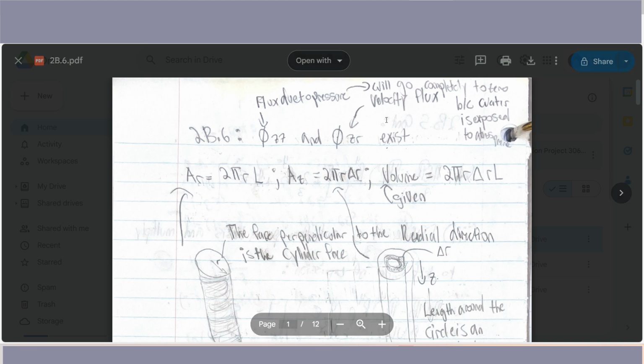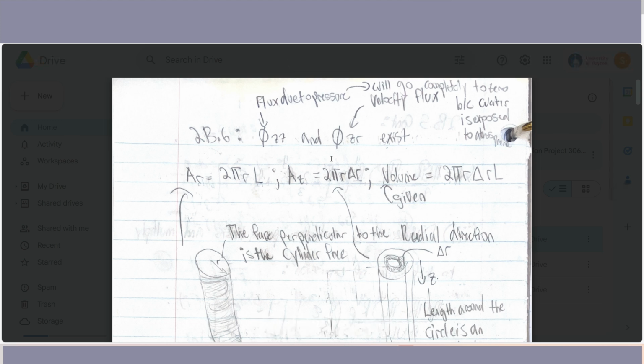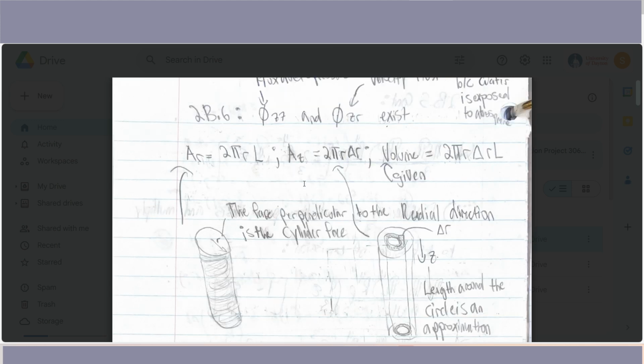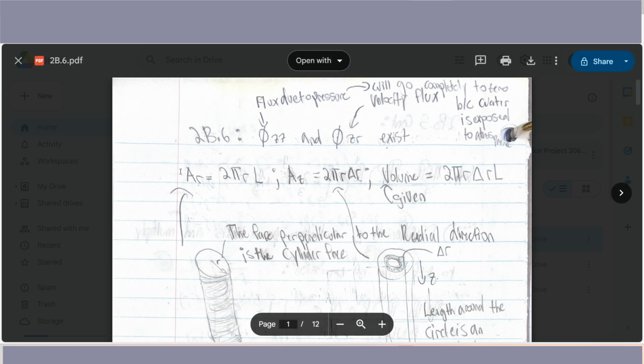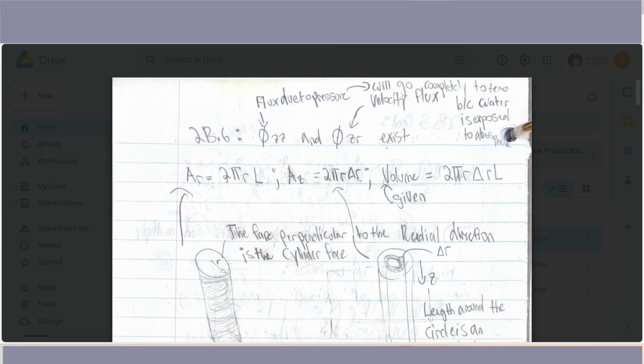So this term is not going to be relevant. But momentum flux in the ZR direction is going to be relevant. So since the momentum flux in the ZR direction is going to be relevant, we really only need this AR face, because it's the VZ due to the R direction, so we need the area in the R direction. This is going to represent the VZ in the R direction. This is going to be the important term in this equation.